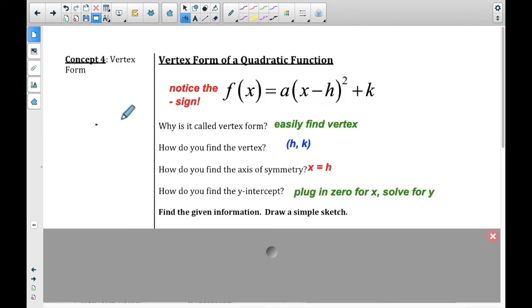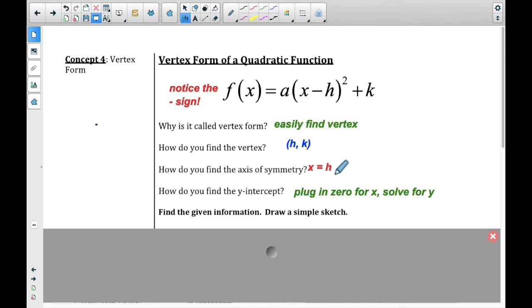Okay, the last form that we're going to talk about is vertex form. Once again, notice the minus sign. There is a minus in there. Why is it called vertex form? Because it's really easy to find the vertex. In fact, what is the vertex? It's just (h, k). That is your vertex.